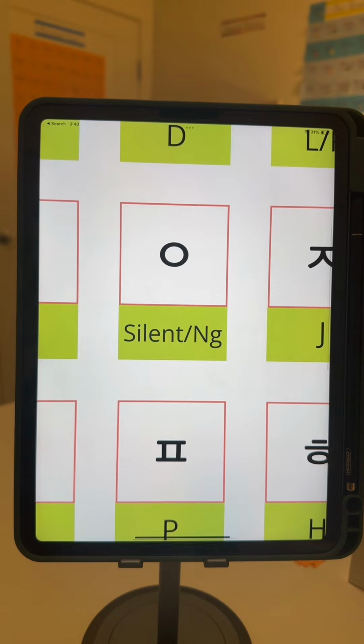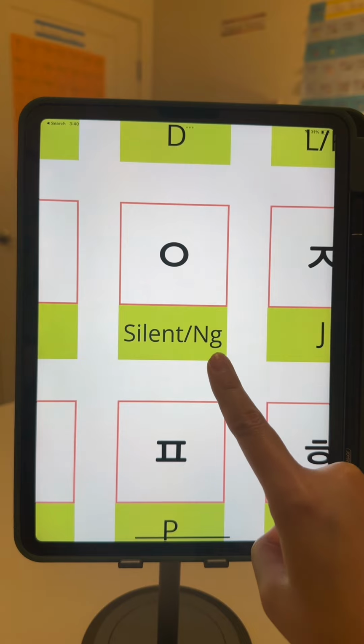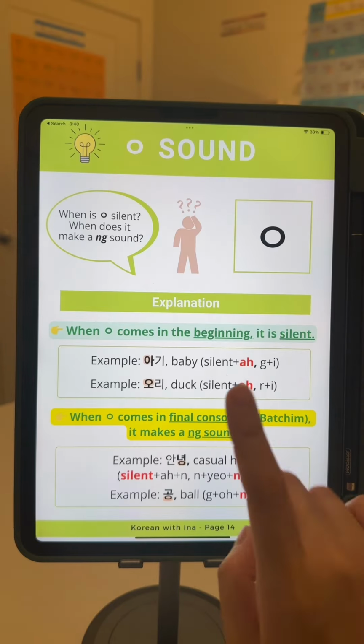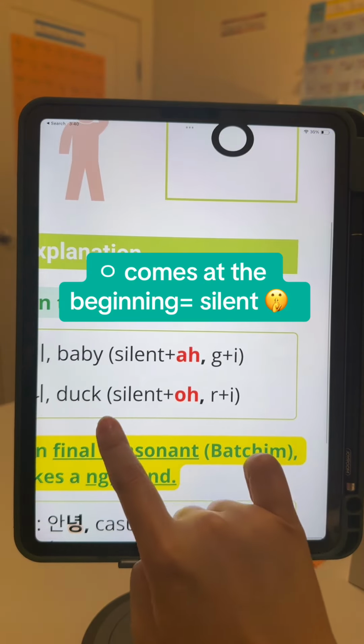is one that you're confused about. This can be silent or it could have a sound, at times. This is all you need to remember. When this character comes in the beginning, it's gonna be always silent.